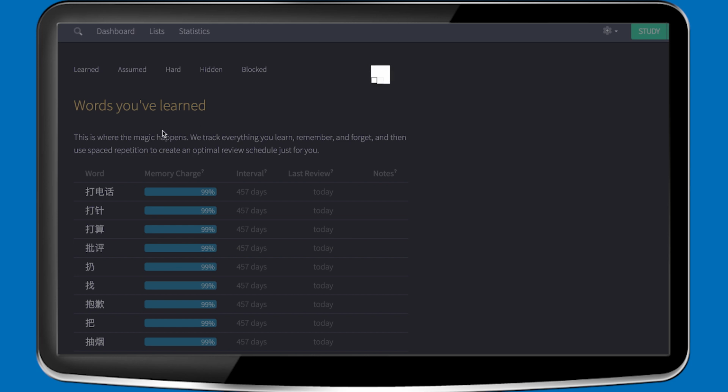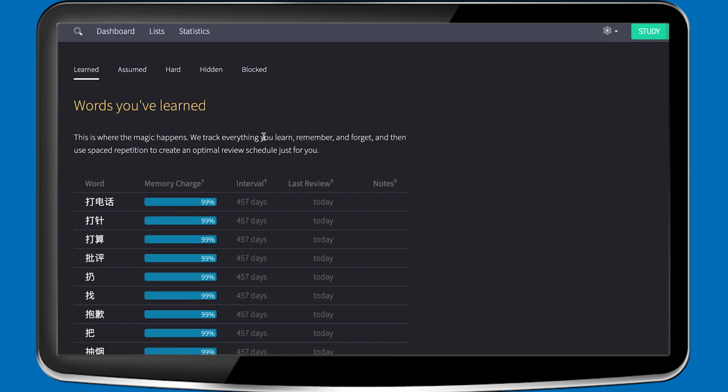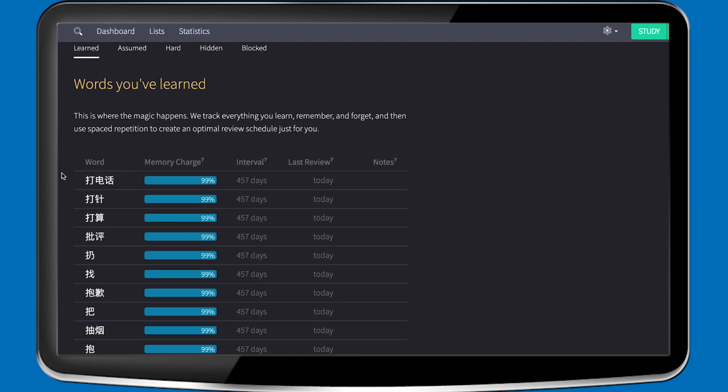So words you've learned. So this is where the magic happens. We track everything you learn, remember and forget, and use spaced repetition to create an optimal review schedule just for you. So this is what Hack Chinese is all about, spaced repetition.